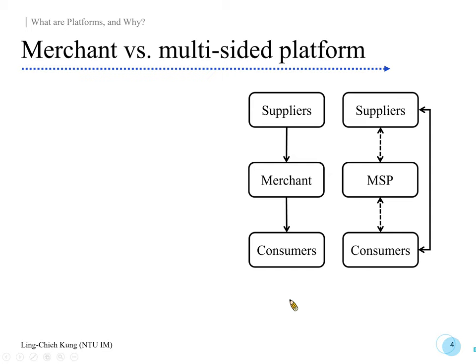So we need to distinguish two different kinds of business models. One is a traditional one, which we call a merchant here. And the other one is the MSP we just mentioned. So when we are talking about selling products, for example, then the distinction hopefully is clear.